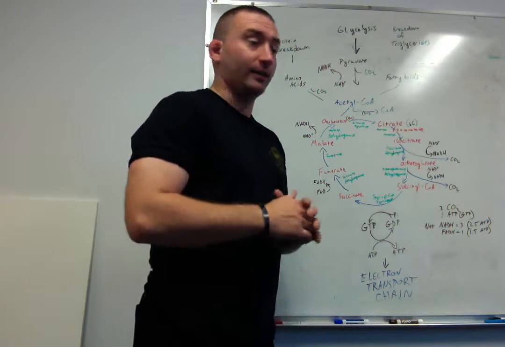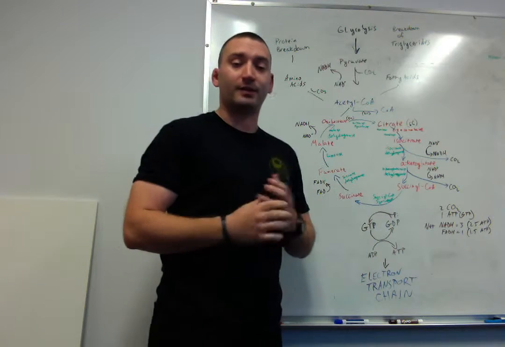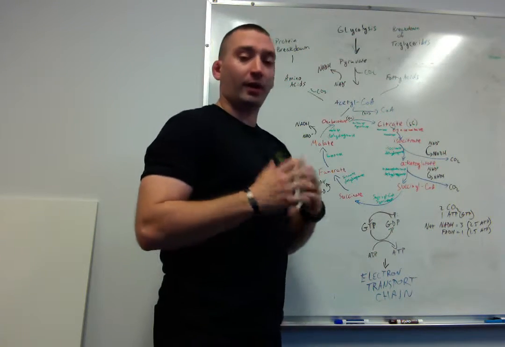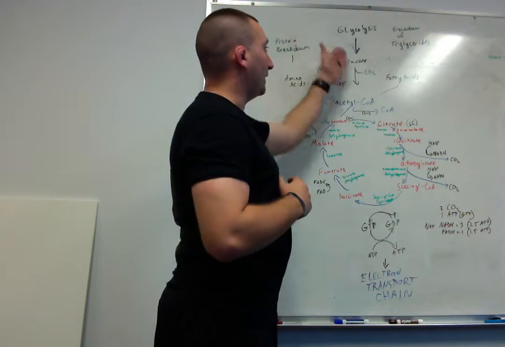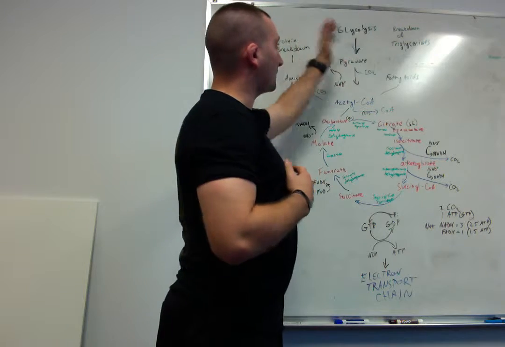Hi, I'm Matt, and right now I'm going to talk about the Krebs cycle, or the citric acid cycle as it's sometimes called. So basically, as we talked about glycolysis in another video, the end product of that was our 2 pyruvate molecules.